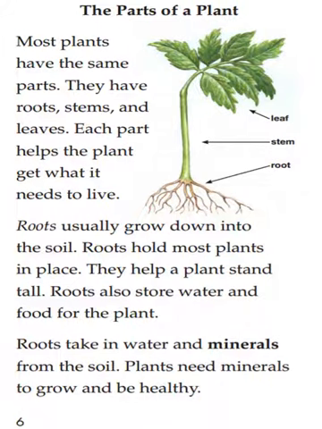Most plants have the same parts. They have roots, stems, and leaves. Each part helps the plant get what it needs to live. Roots usually grow down into the soil. Roots hold most plants in place. They help a plant stand tall. Roots also store water and food for the plant. Roots take in water and minerals from the soil. Plants need minerals to grow and be healthy.